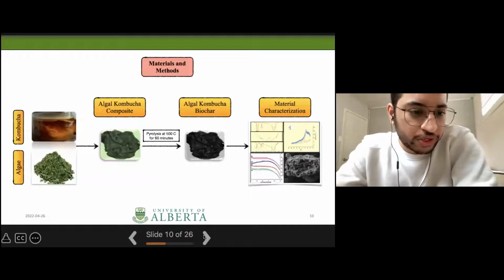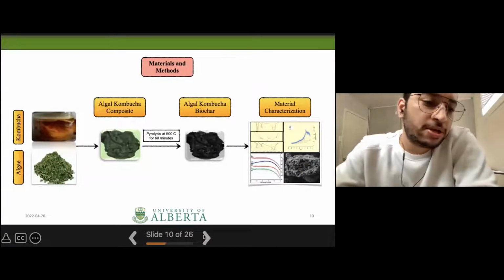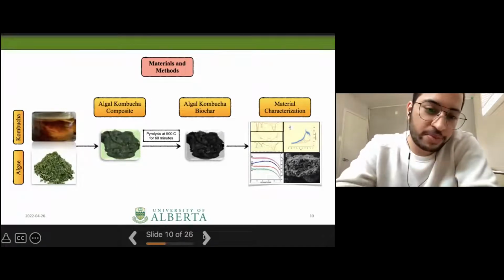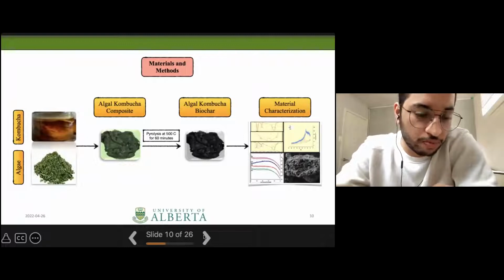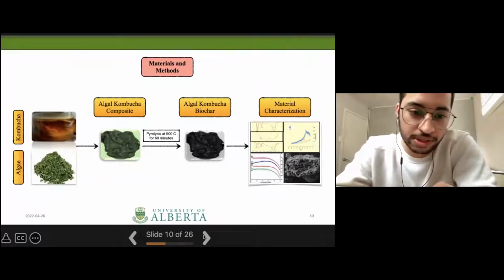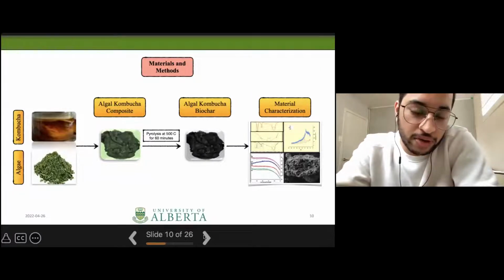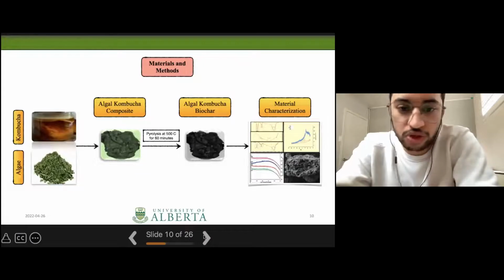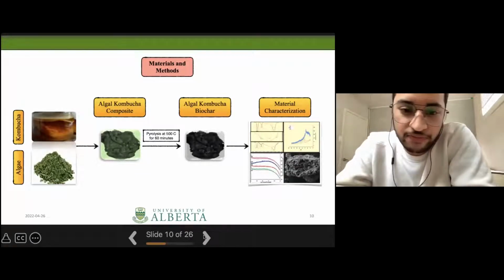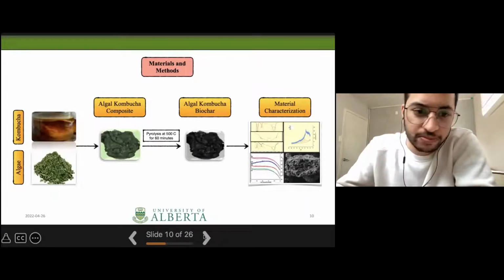So coming to the materials and method section. As we are discussing, we have used algae and kombucha. Then we prepared a mixture, an algal kombucha composite. Then we pyrolyzed the composite at 500 degrees Celsius for 60 minutes, and then we were able to produce algal kombucha biochar. Then we characterized the materials to understand their physicochemical properties.